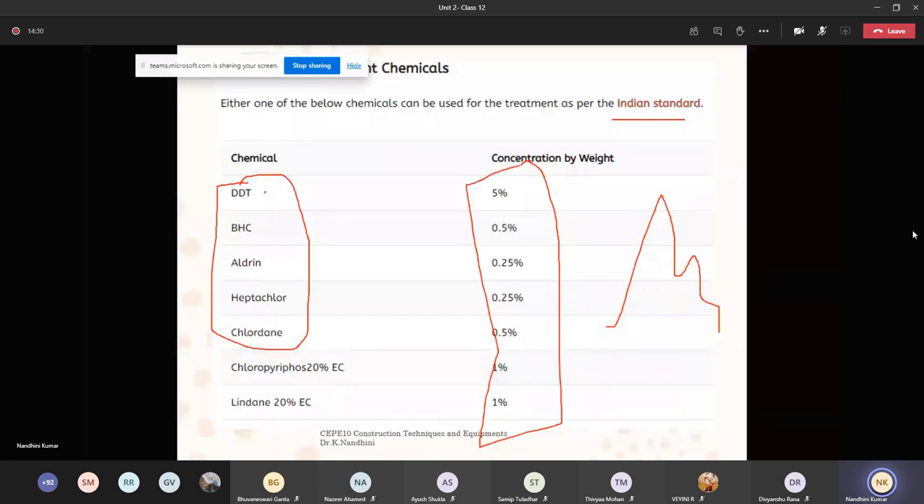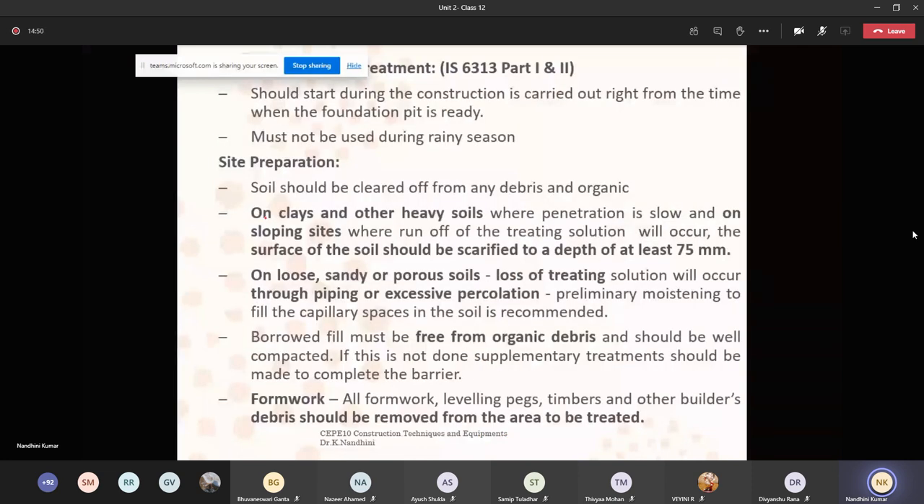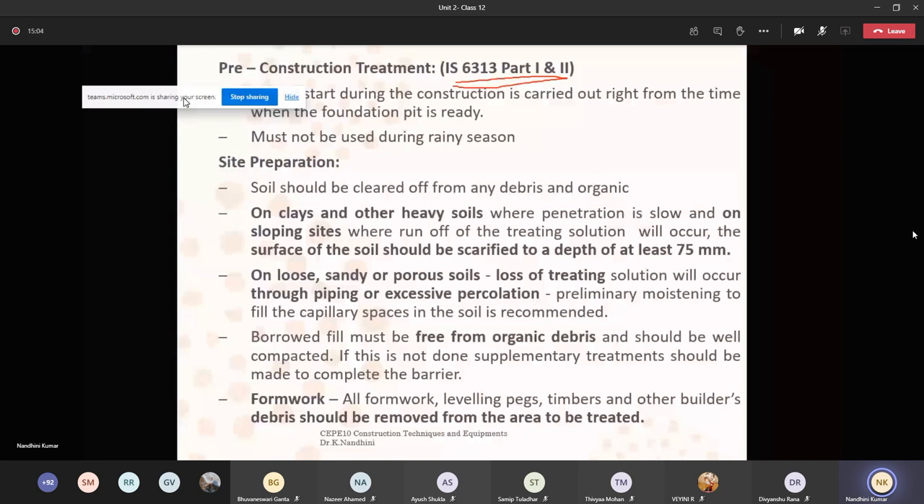If you have uncontrollable growth of termites, then you go for DDT. If you have only moderate growth, then you prefer to go for these four categories: BHC, aldrin, heptachlor, and chlordane. This is the IS code book. IS 6313 part 1 and 2, where you will find the detailed treatment procedure for termite proofing. You can have a glance and we'll see about this.